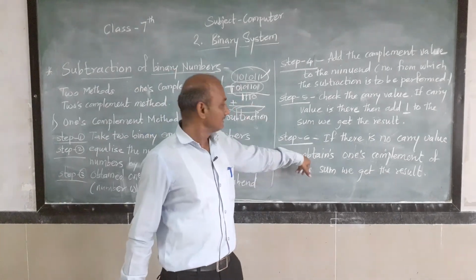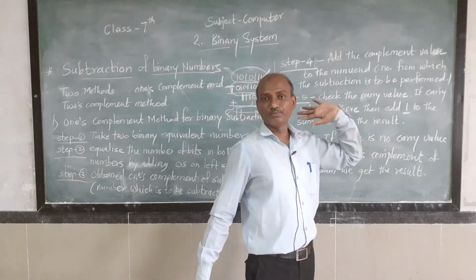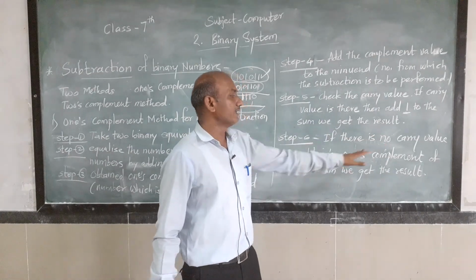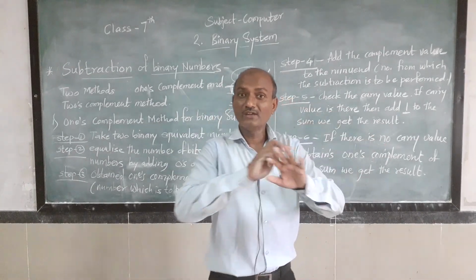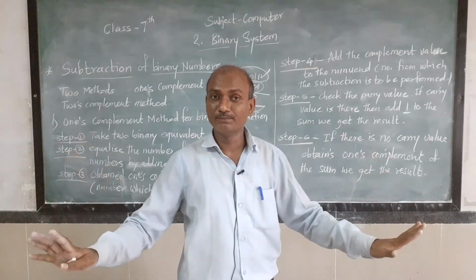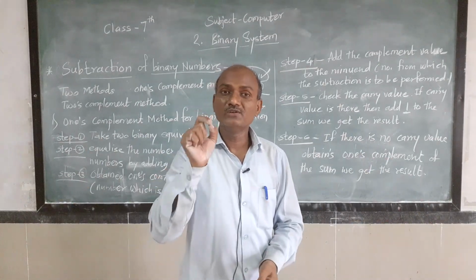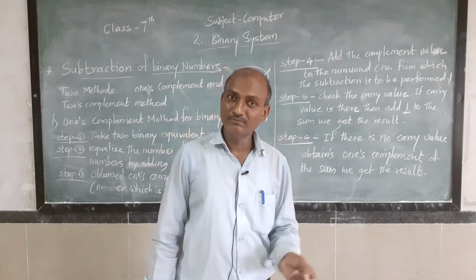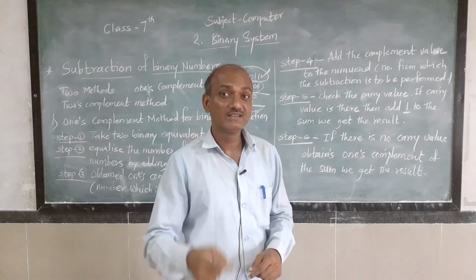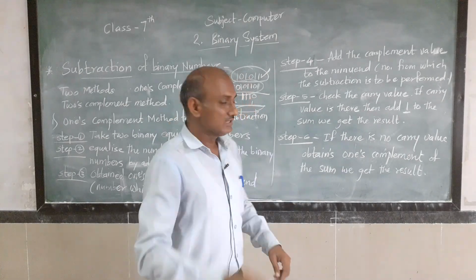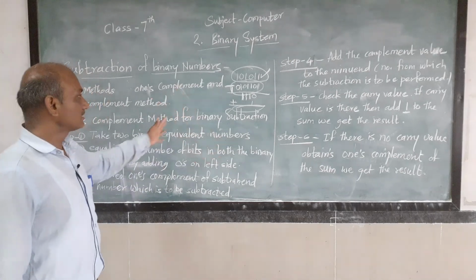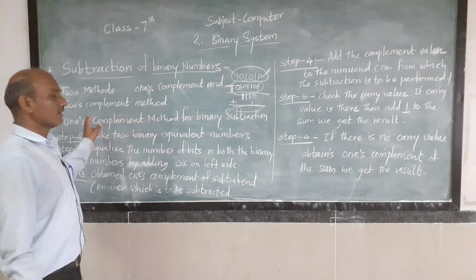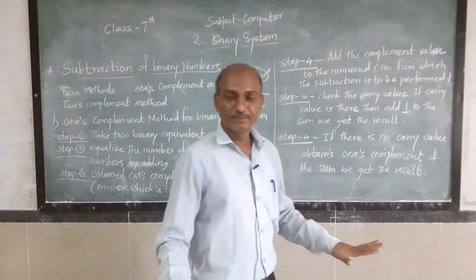What is step 6? If there is no carry value, obtain the 1's complement of the sum, and we get the result. If no carry value is coming in the sum, what do you have to do? You have to take the 1's complement of that sum, then automatically you get the result. So these are the 6 steps, the 6 rules you have to follow during binary subtraction using 1's complement. Understand?